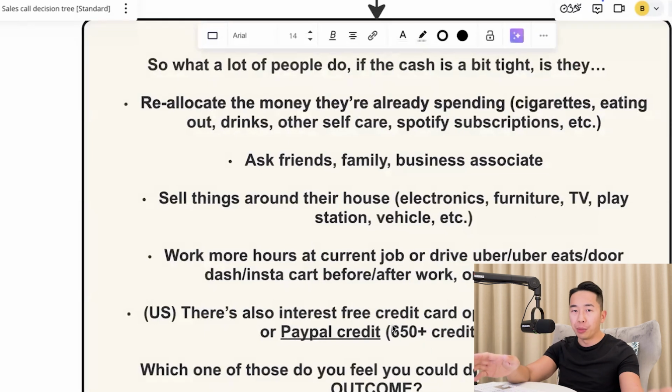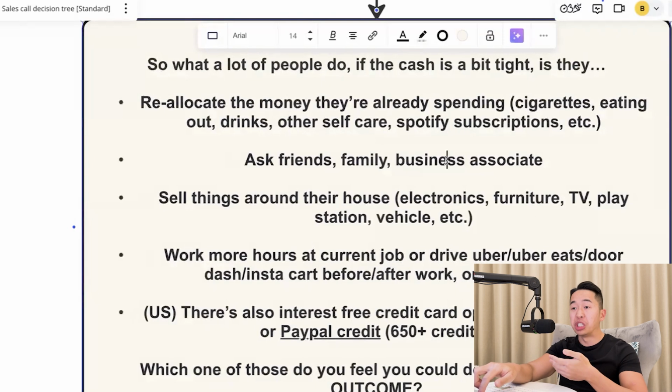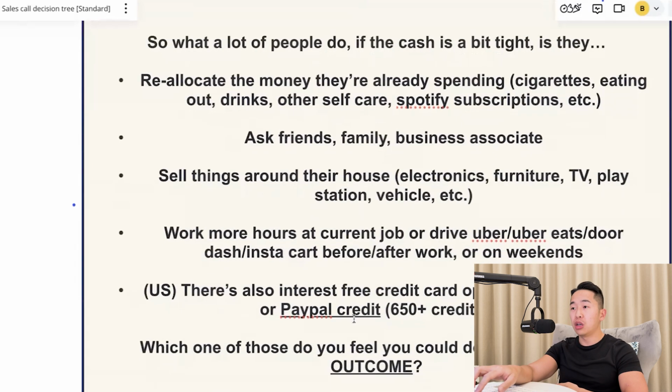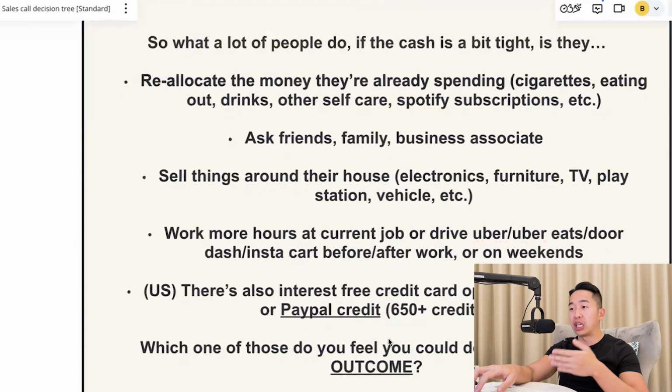All right, common ones you could do: reallocate the money they're already spending, like cigarettes, eating out, drinks, other self-care, Spotify subscriptions, Netflix. They could ask friends or family, business associates who could help them out, a business partner. Sell things around their house, like electronics, vehicles, furniture, TV, PlayStation, things that are not helping you get to your goal anyway. Work more hours at your current job or drive Uber on the weekends or before or after work. And there are also interest-free credit card options like Amex Blue, PayPal Credit, and so on.